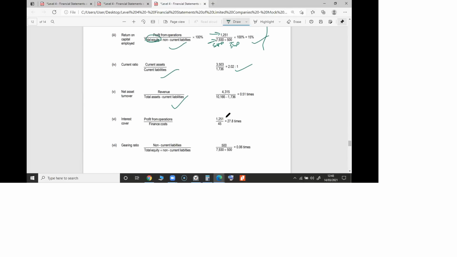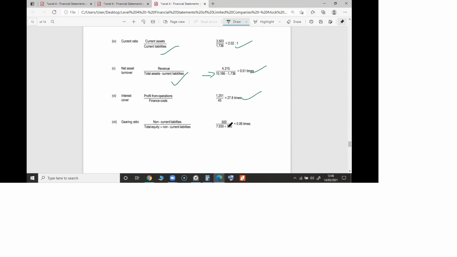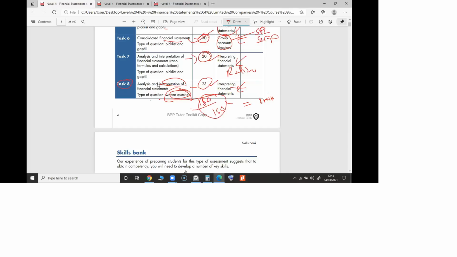Current ratio is 2 to 1. It's very good. Net asset turnover: how much you're selling compared to your assets, which is not bad. Interest cover is very high, not bad. They said it in terms of ratio; you can do it in terms of percentage as well, but anything is okay. With gearing, the less the better. This business is very less geared. They don't have that much loan. The equity is higher, right? Super duper well done. Now we are moving to the last question, task number 8.